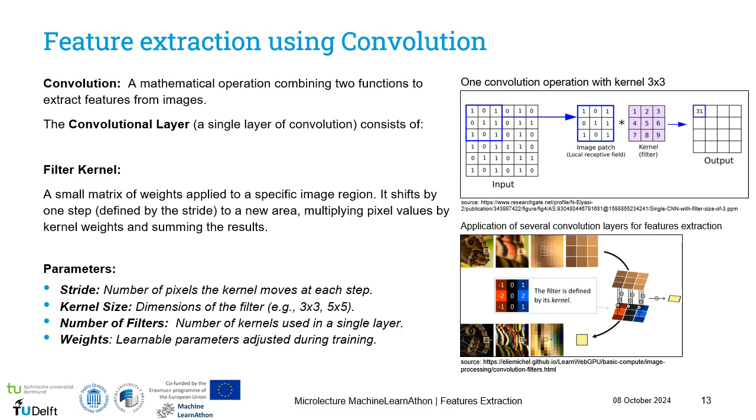This kernel has specific parameters, which is stride, that is telling us how many pixels we move in each step. We have different kernel sizes. Usually it's square. It can be 3 times 3, 5 by 5. Also, if we have image with different channels, we may apply multiple filters to capture different parts of the image. And finally, this kernel has weights that are learned during the model training.